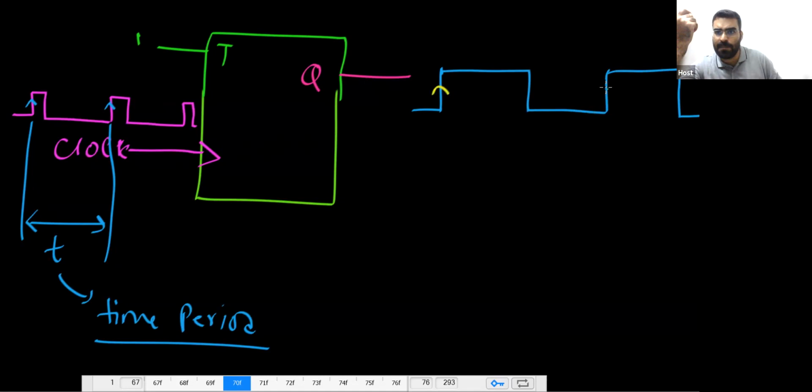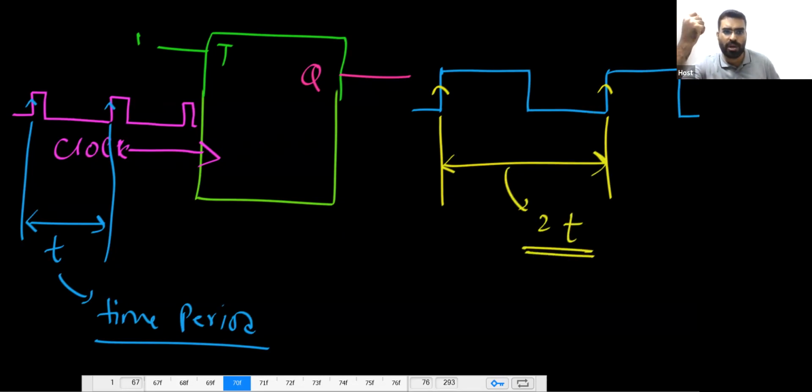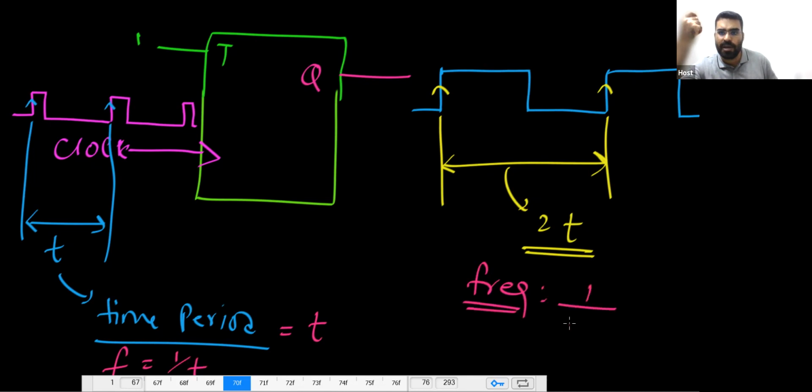And this time period, what will it be? Tell me. This time period will be 2T. Correct? So you can notice here, if the time period is T, the frequency will be 1 by T. Here the time period is 2T, so the frequency will be 1 by 2T. So you can notice frequency is basically f by 2.